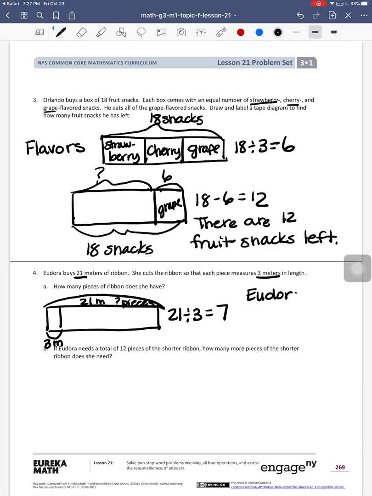Eudora has 7 pieces of ribbon. All right. Now, if Eudora needs a total of 12 pieces of shorter ribbon, how many pieces of shorter ribbon does she need? All right. So, make a tape diagram, right?